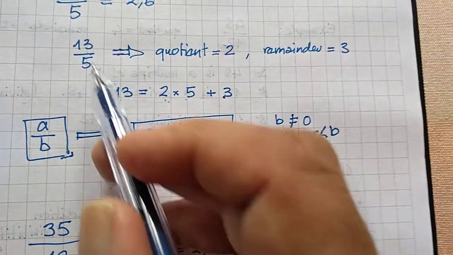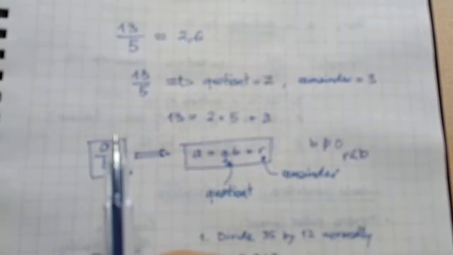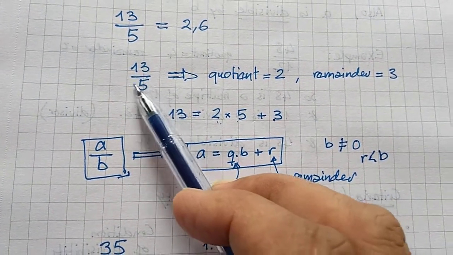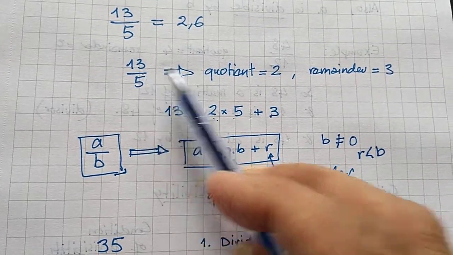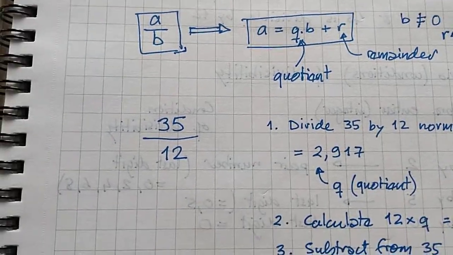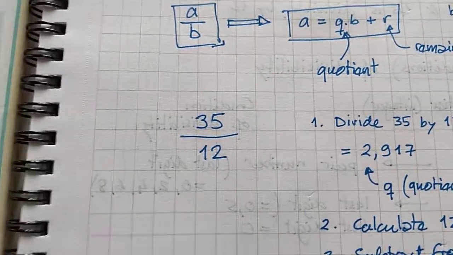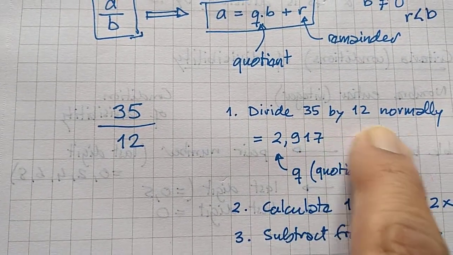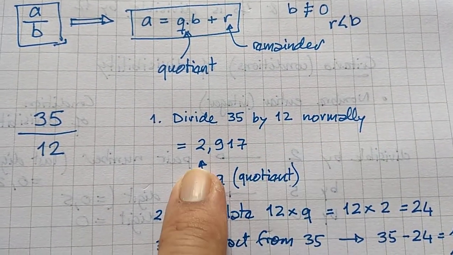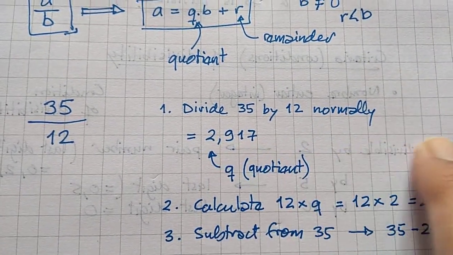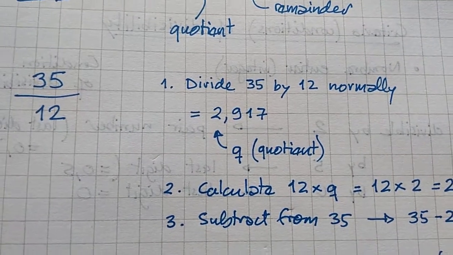So basically what you're doing is from 13 you're subtracting 5 as many times as you can. In this case you subtract it twice, and whatever remains which you can't subtract 5 from, is the remainder. So let's take another example. How do we calculate this? Let's take 35 divided by 12. So the first step is you divide 35 by 12 normally. Do it in your calculator, you'll get 2.917. Actually, you'll get 2.9166666, but I've rounded it to 2.917.